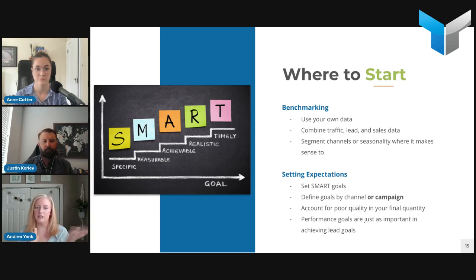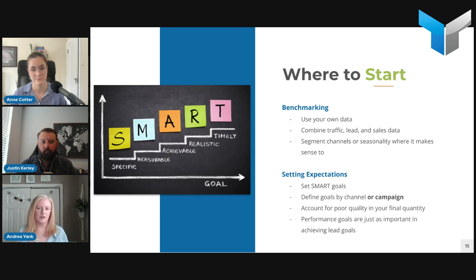Seasonality, Justin again touched on this. If you know Q4 sales are historically softer than other quarters, account for that in your goals. Maybe you have more aggressive Q1, Q2, Q3 goals and then you're pleasantly surprised when Q4 knocks it out of the park. But account for that when you're setting those goals. And then setting your expectations.